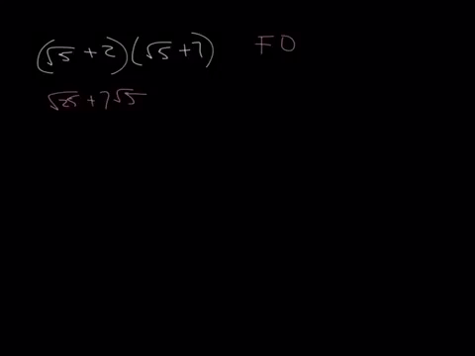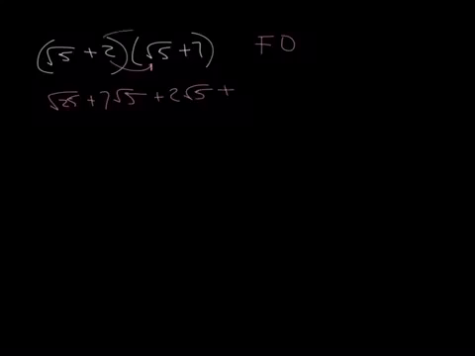Okay, inside, 2 square root of 5. And last. Okay, can I combine anything? Remember to combine, the radicand has to be the same, which it is, and the index has to be the same, which it is. So I can add these two.